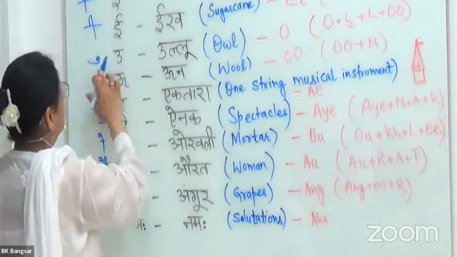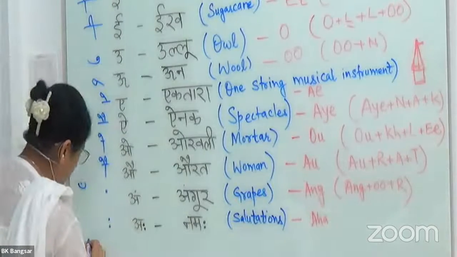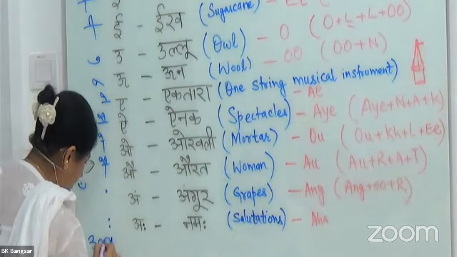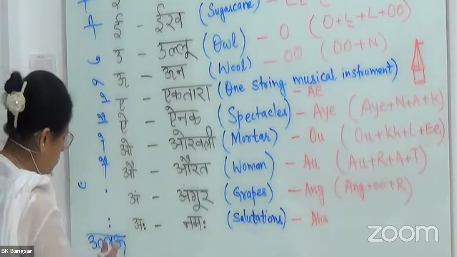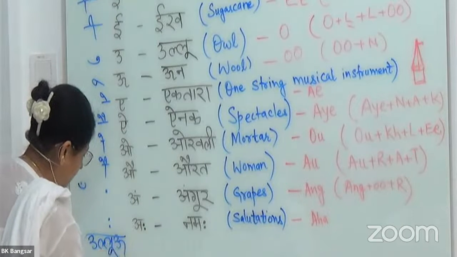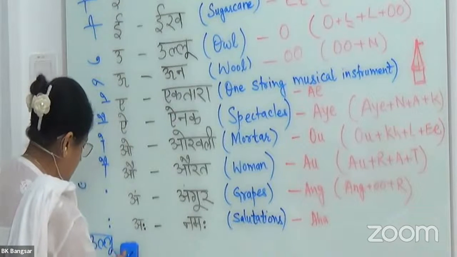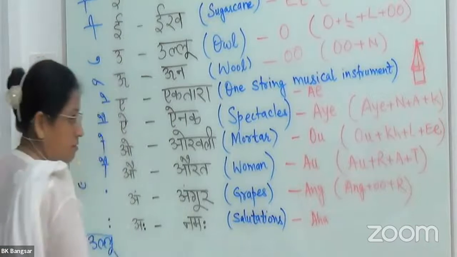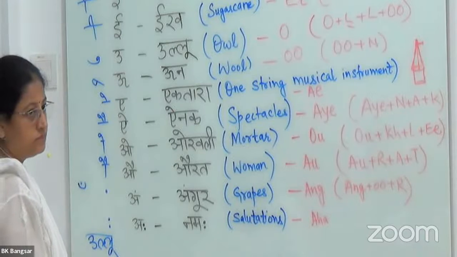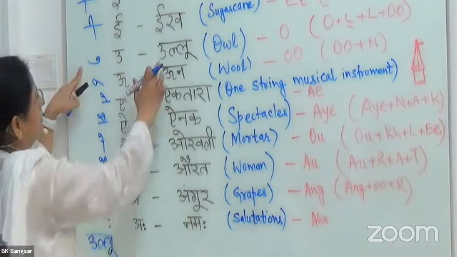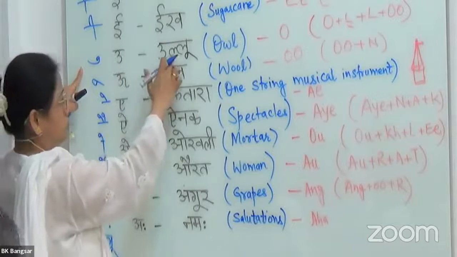No. The word ullu, you don't write it with a full U. Instead of U, this big U becomes a matra underneath. This is a word beginning with small u, so it is ullu.